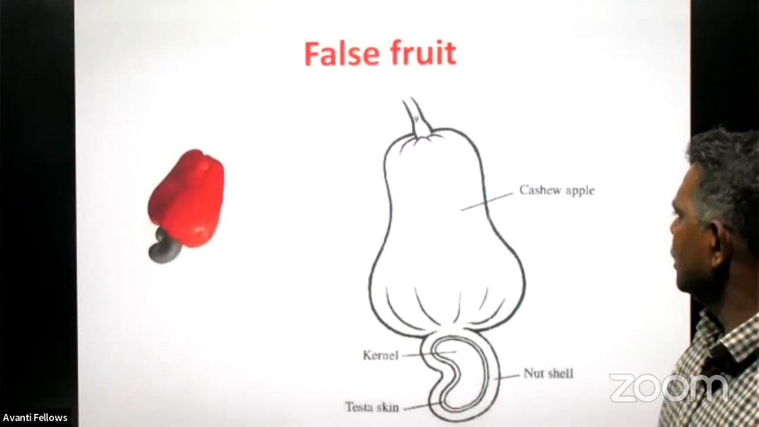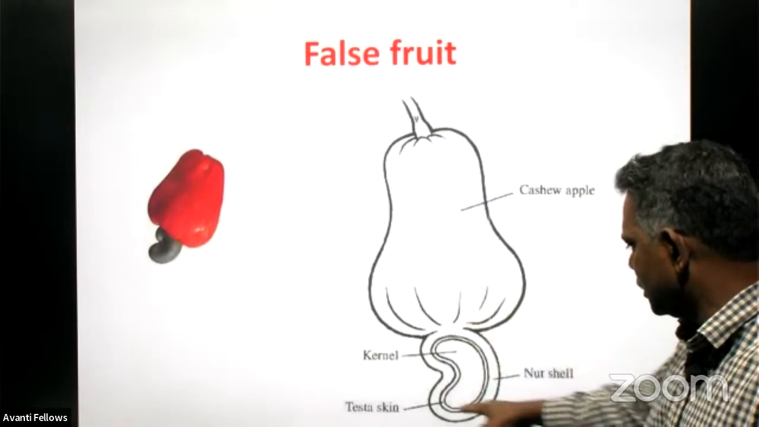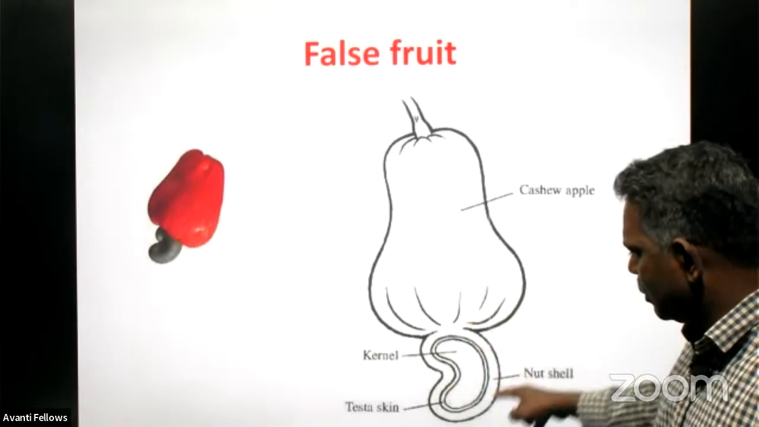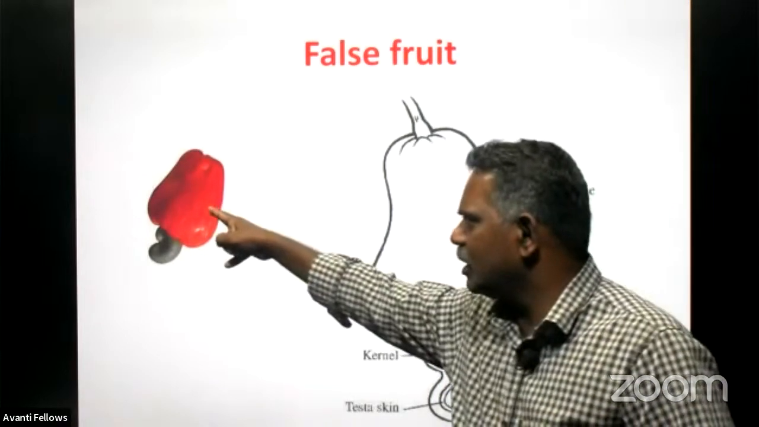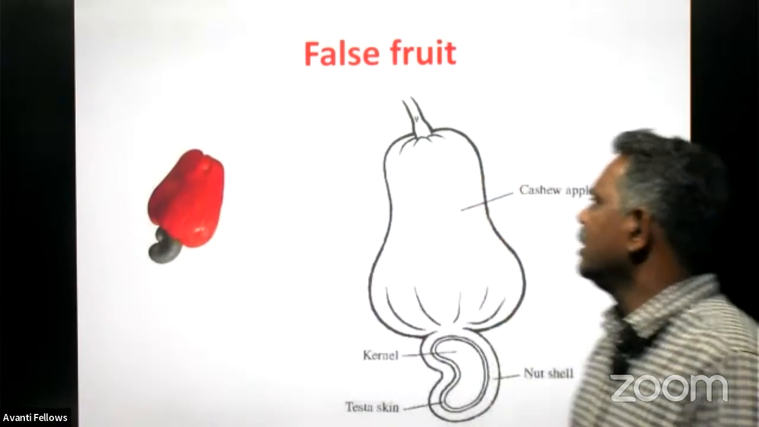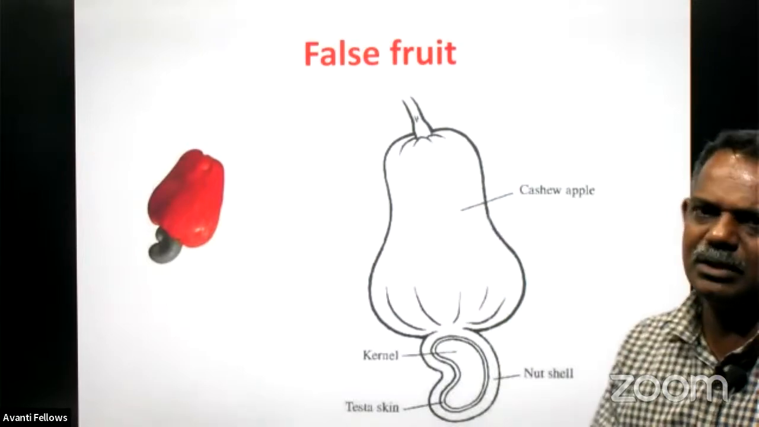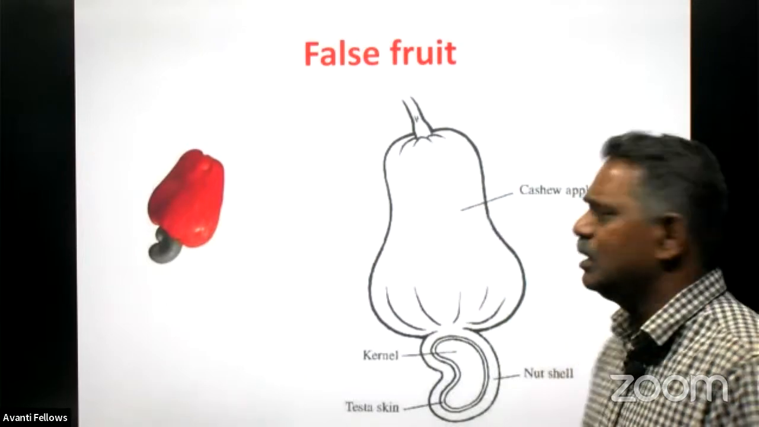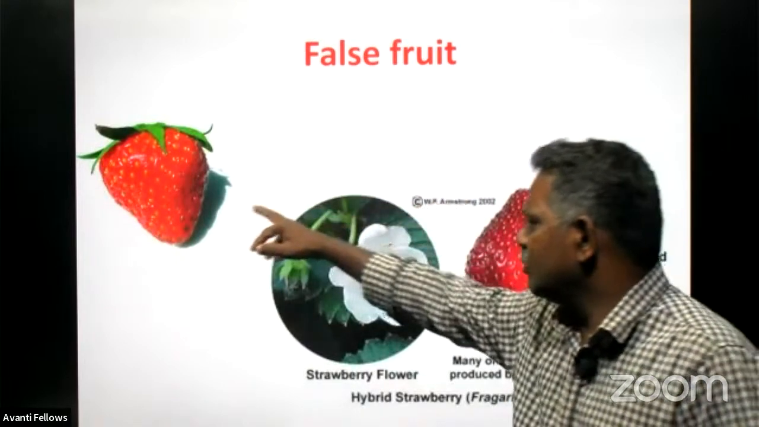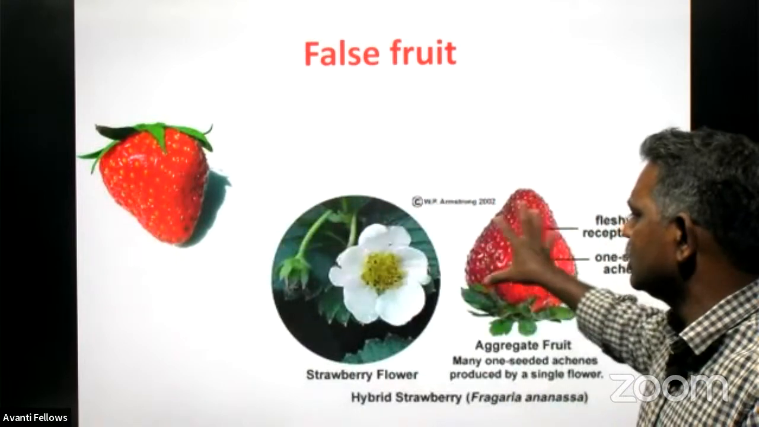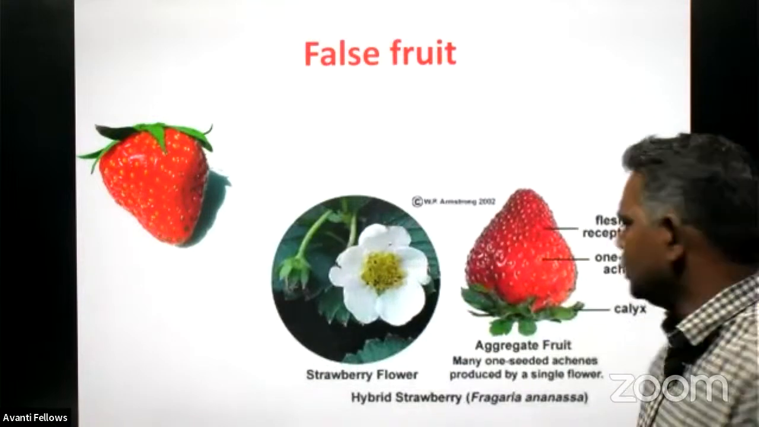This is the false fruit. See, the actual fruit is this, the ovary portion of this fruit, and this is the fleshy one. This is very fleshy and sweet in taste, and it is developed from the thalamus region only. That is why we call it the false fruit. Similarly, strawberry also is fleshy. That sweet part is developed from the thalamus region only.